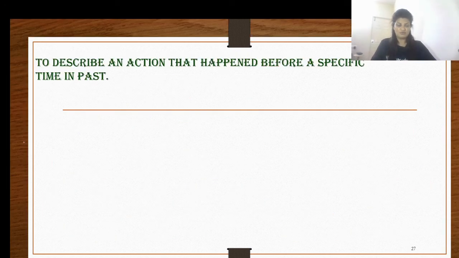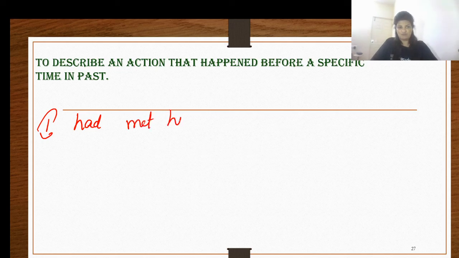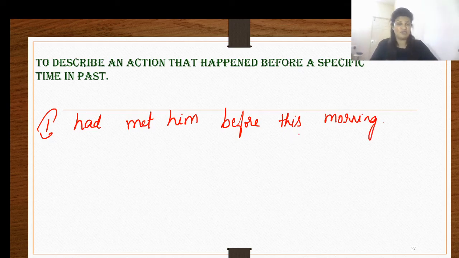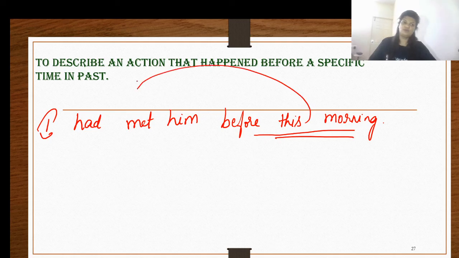Let us go to the second usage, which is to describe an action that happened before a specific time in the past. For example, I had met him before this morning. So there was a meeting this morning as well, which is obviously in the past, and he's trying to say that I had met him even before this. Before this morning there was another meeting where I had met him.